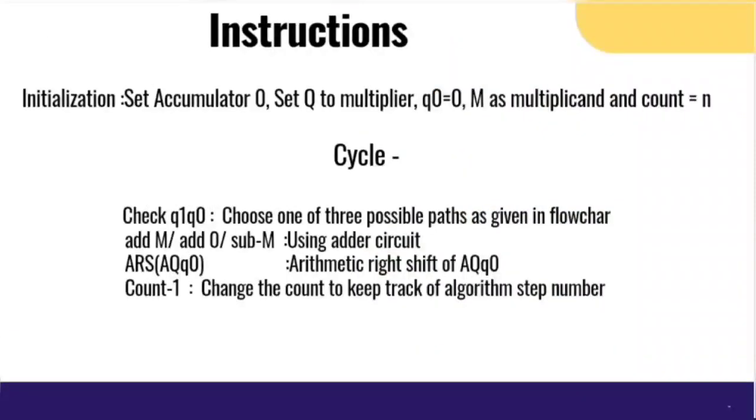Now multiplication is performed in many cycles. The first step is to check the values of Q0 and Q-1 to decide whether A plus M or A minus M is to be performed. The value of -M is obtained from the 2's complement circuit, and the adder circuit will add A with M or A with -M. After the addition is done, an arithmetic right shift will be performed by the multiplier control unit. The value of the cycle count will be reduced by 1. Once the value of n reaches 0, the final answer will be stored in the accumulator and multiplier register combined. Thus, this is how we perform Booth's algorithm in a hardwired circuit.